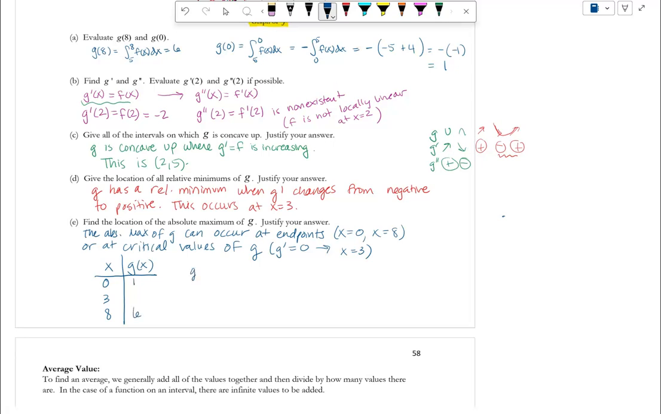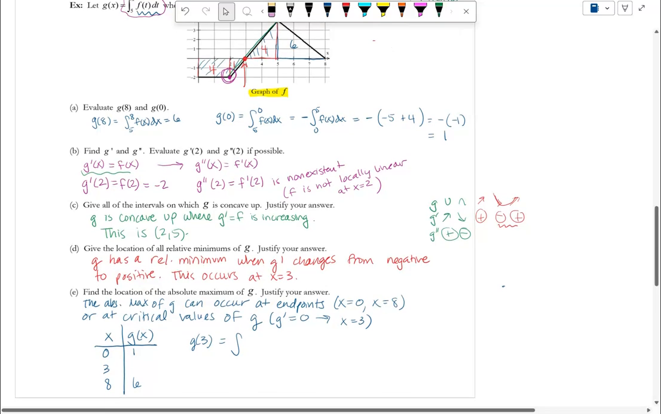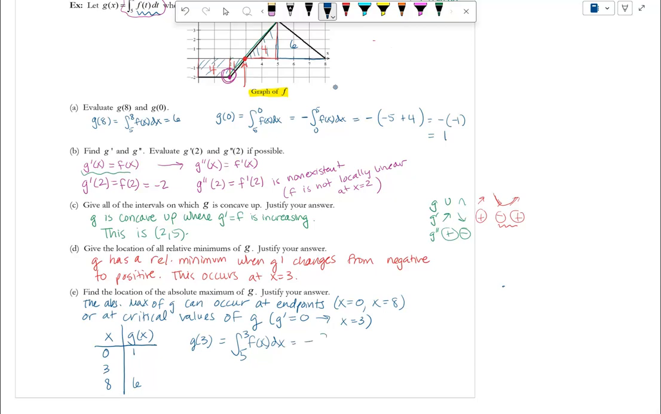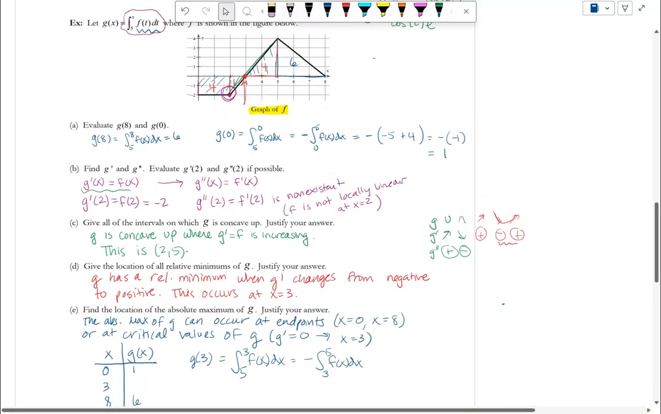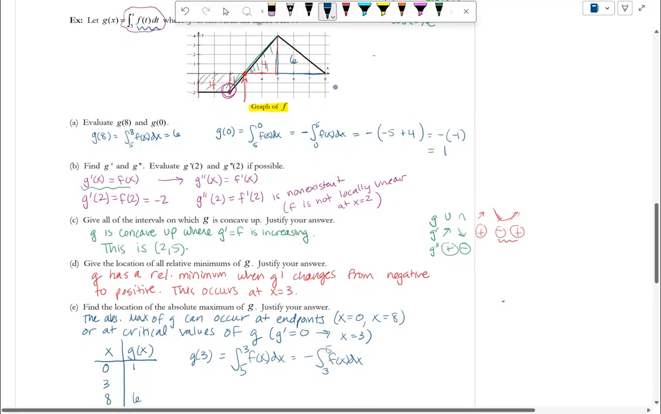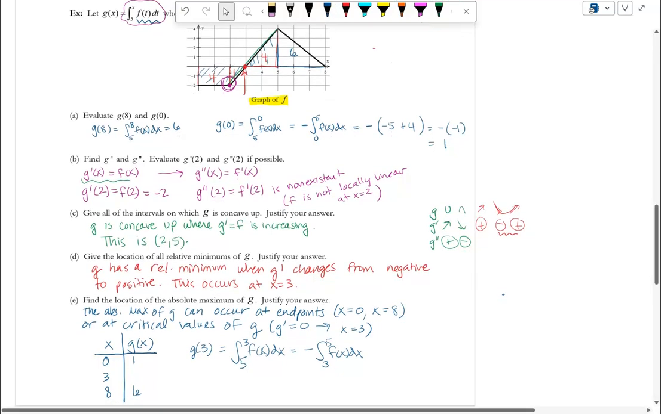So the only thing left to evaluate is g of 3, which again is the definite integral from 5 to 3 of f of x. Or I could reverse my limits and say from 3 to 5 with a negative out front. And so from 3 to 5, my area would be positive 4. The negative out front will make that area negative 4.